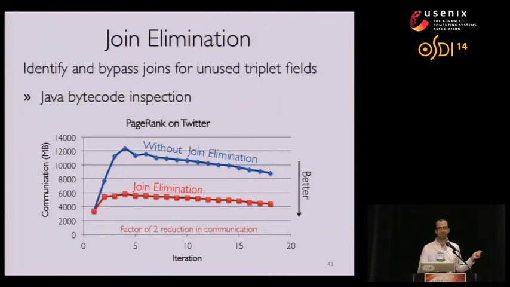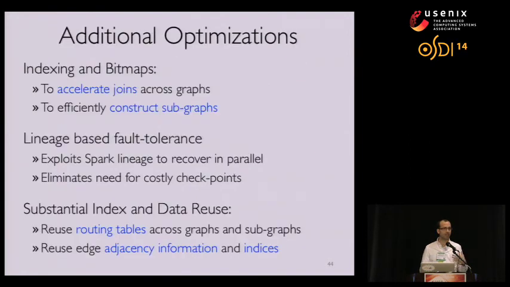Interestingly, in the first iteration, there was no reduction. That's actually because all the messages are identical, and so the compression algorithm in the network was able to reduce the overall communication. There's a range of other optimizations, including techniques in lineage-based fault tolerance that I don't have time to talk about, so please ask me afterwards.